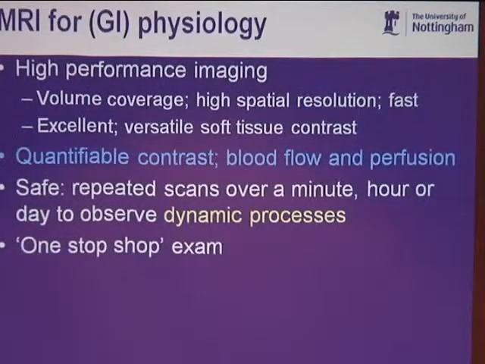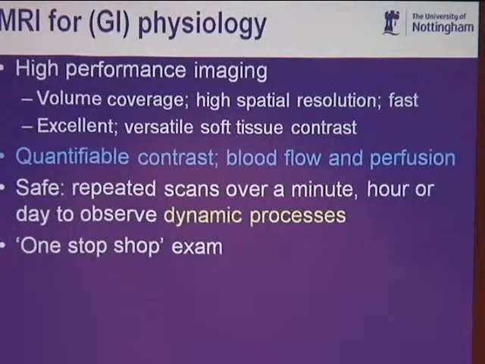So why do we want to use MRI to look at GI physiology? Well, for all applications of MRI, of course, MRI is a high-performance imaging technique. We get volume coverage, we get high spatial resolution, we can collect images quickly, particularly within a breath hold in terms of abdominal imaging. We get excellent versatile soft tissue contrast, and particularly what I'm going to be talking about today is we can get quantifiable contrast.